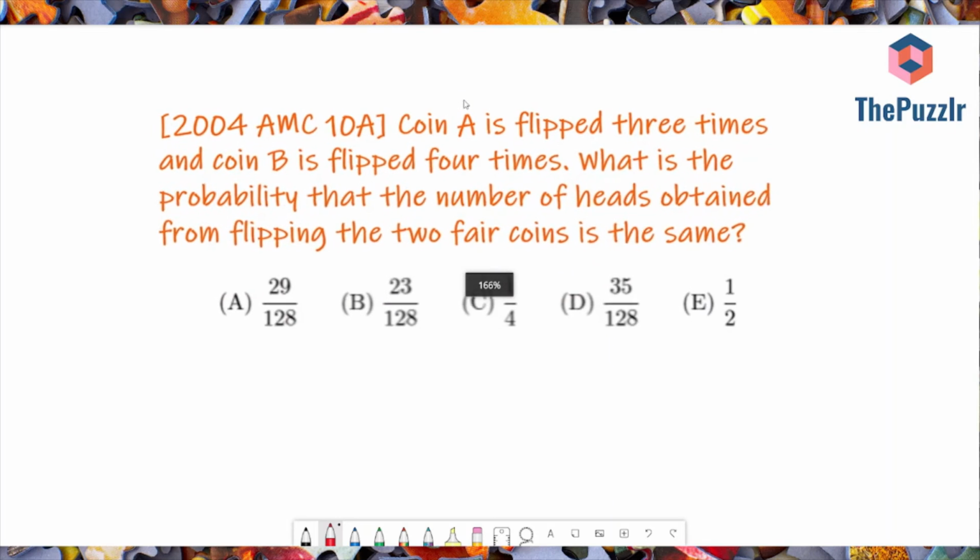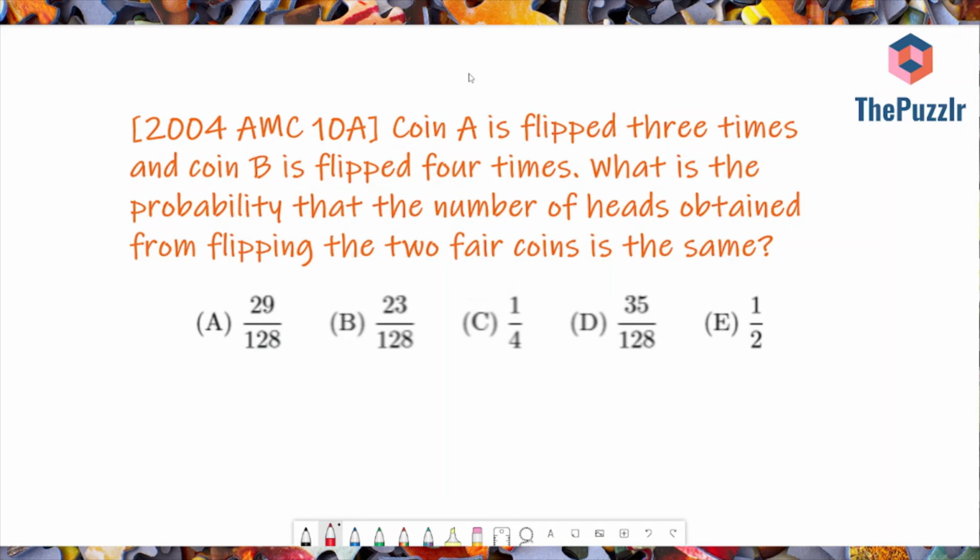2004 AMC 10A. Coin A is flipped 3 times and coin B is flipped 4 times. What is the probability that the number of heads obtained from flipping the 2 fair coins is the same?